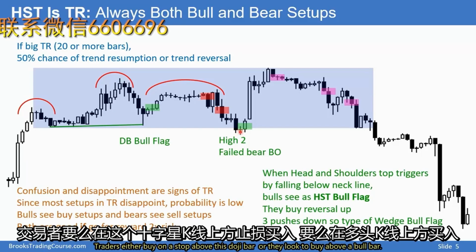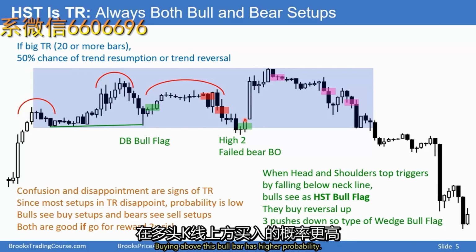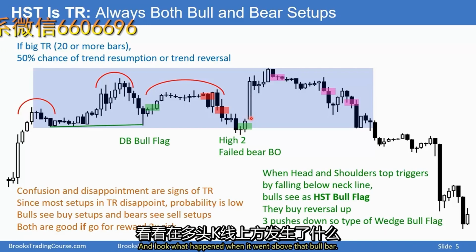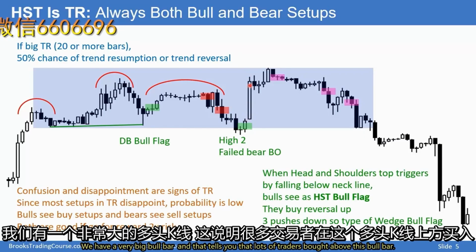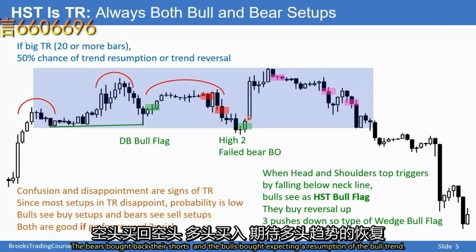Traders either buy on a stop above this doji bar, or they look to buy above a bull bar. Buying above this bull bar has higher probability. And look what happened when it went above that bull bar. We have a very big bull bar, and that tells you that lots of traders bought above this bull bar. The bears bought back their shorts, and the bulls bought expecting a resumption of the bull trend.